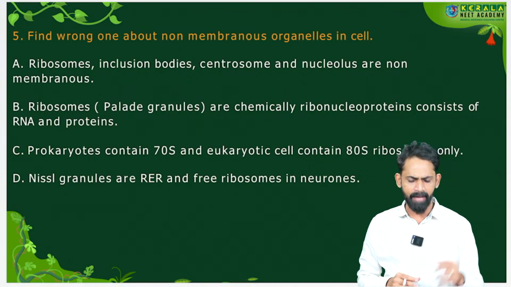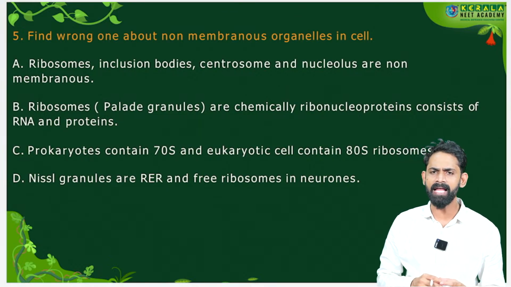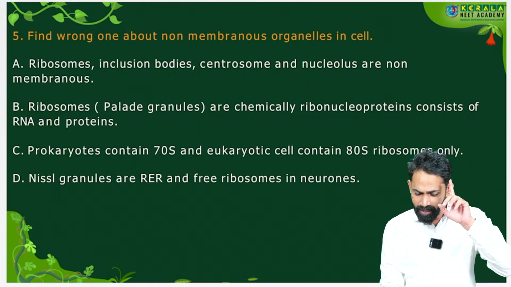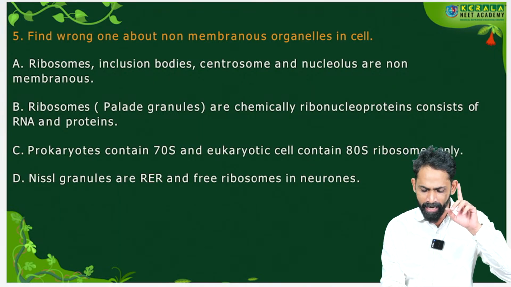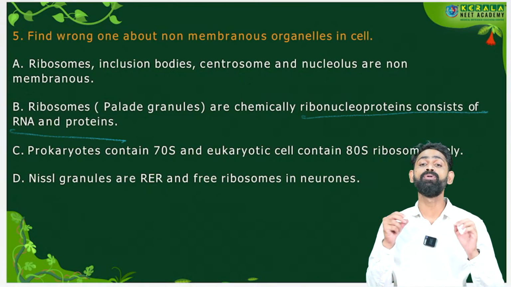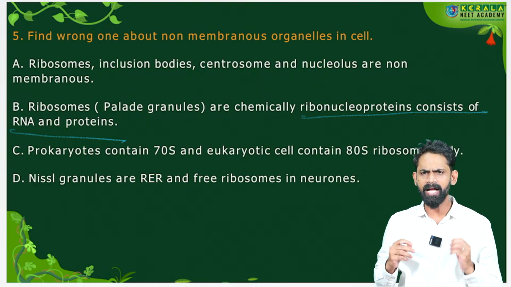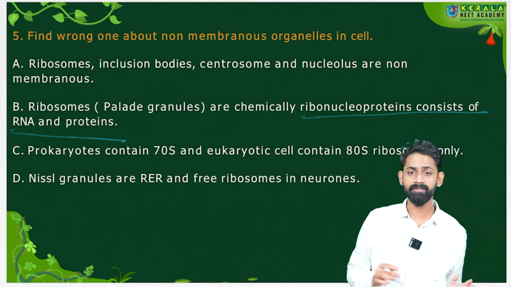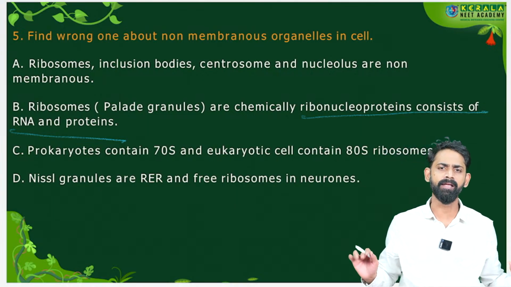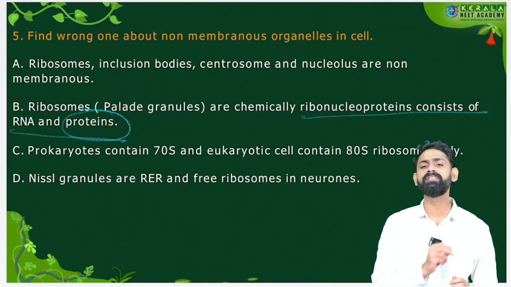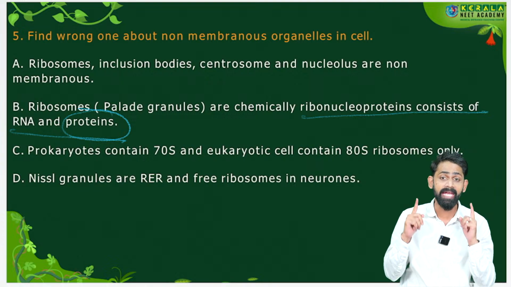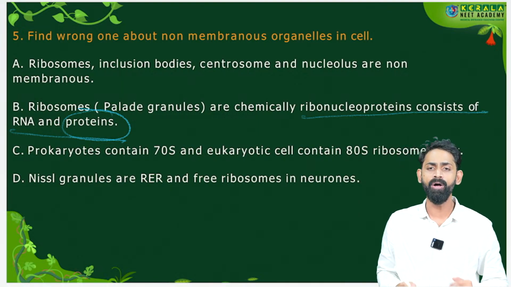Next one: ribosomes were discovered by George Palade, so we call them Palade granules. Good. Chemically, this point everybody shows some negligence. Here I am telling, ribosomes are chemically ribonucleoprotein, that means they consist of different types of rRNAs and proteins. Last year I hope I told you how many proteins are associated with the ribosome. There are 80 types of proteins associated with the ribosome.